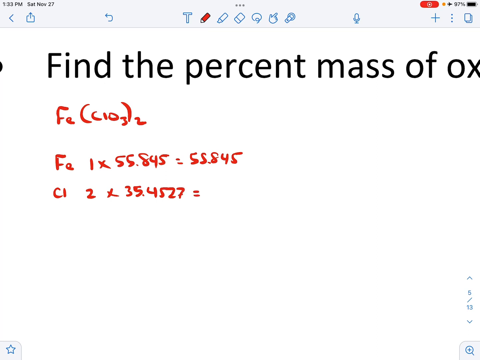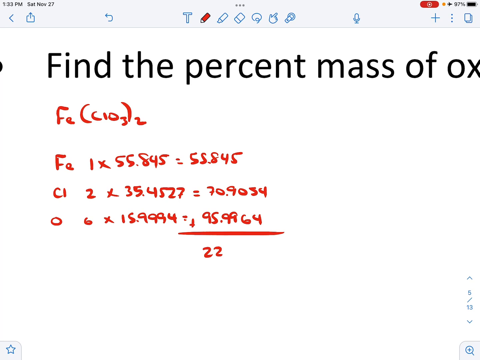And that's going to be 70.9054. And then we have our O. We have 6 times 15.9994, and this one comes out to be 95.9964. Then we added these up, right? Still working on finding the molar mass. And we get 222.75. So this, like we said, is going to be very similar.